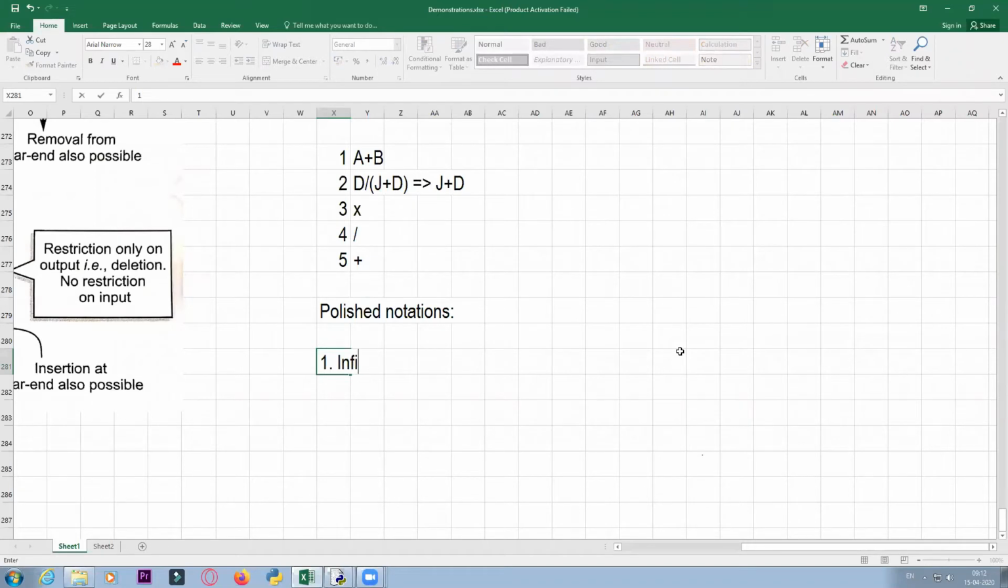Number one, infix. Second, postfix. And third, prefix. These three types of polish notations are there.